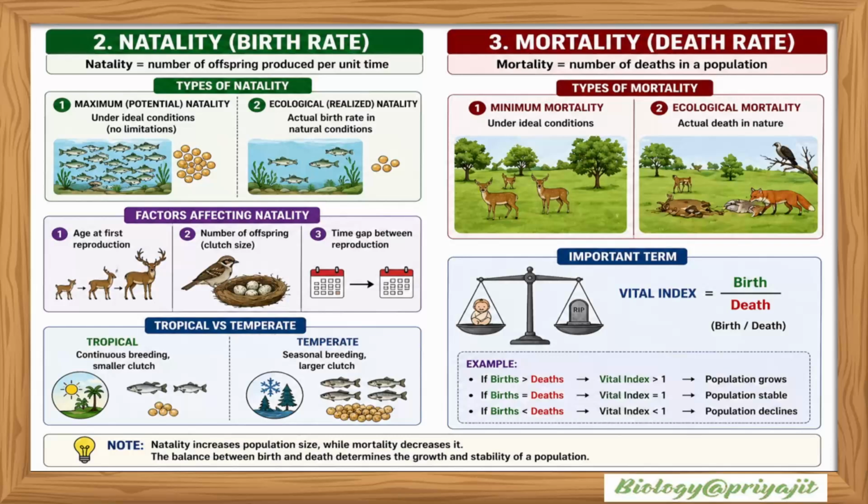Third point is mortality or death rate, which is the number of deaths in a population. Types of mortality: minimum mortality occurs under ideal conditions, and ecological mortality is the actual death rate in nature. An important term, vital index, is birth by death. If birth is greater than death, then vital index will be more than 1. If birth is equal to death, then vital index is equal to 1 and the population is stable. And when birth is less than death, then vital index will be less than 1 and the population declines. Natality increases population size while mortality decreases it. The balance between birth and death determines the growth and stability of a population.